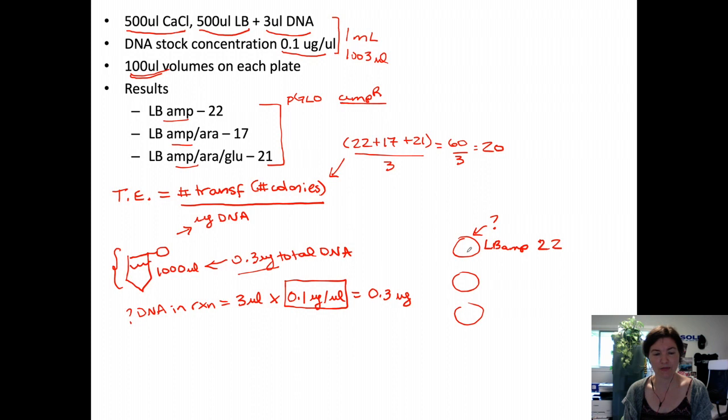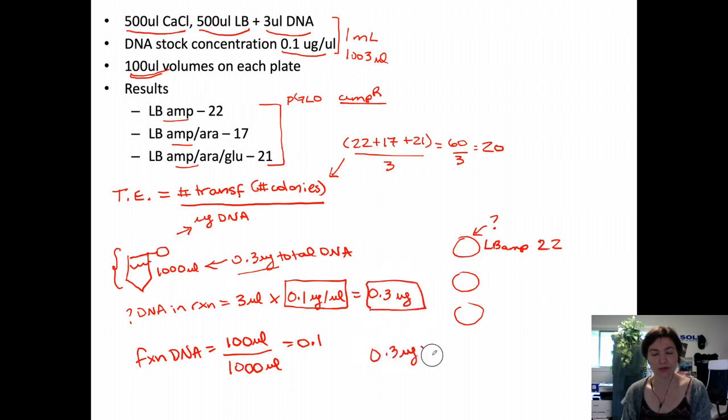actually went on here. Okay, so the fraction of DNA that was used is going to be the volume that we put on the plate divided by the total volume, which is 0.1. And then we just take our amount, which is the total amount, and we multiply by 0.1 to get 0.03 micrograms.